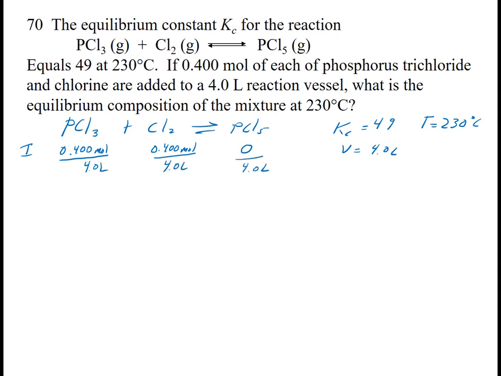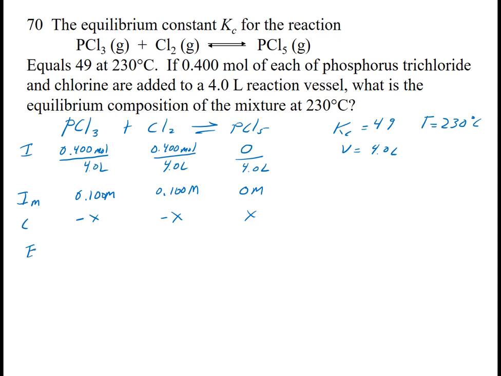So I'm going to add a column, and I call that I in molarity. This is going to be 0.100 molar, 0.100 molar, and 0 molar. The C's: as a reactant it is going to decrease, again as a reactant, and as a product it's going to increase. And what I'm looking for is my E.